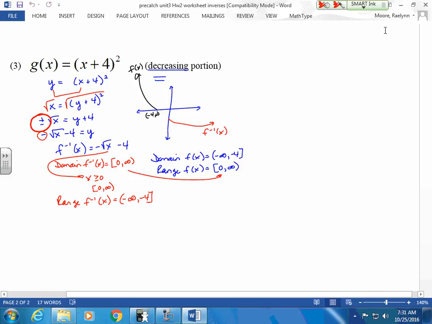But again, give me the domain and the range for the inverse. This is the important part. When you take the square root, don't forget the positive negative. Everybody good with this part? Yep, okay.